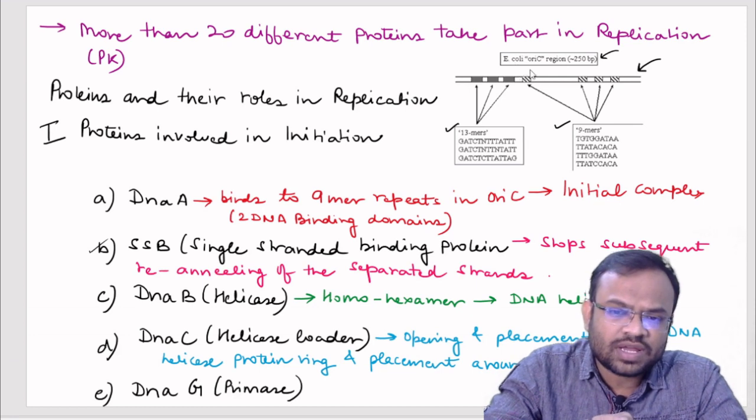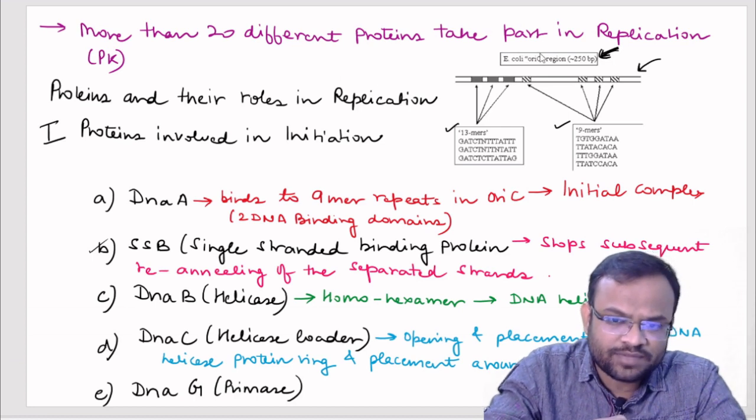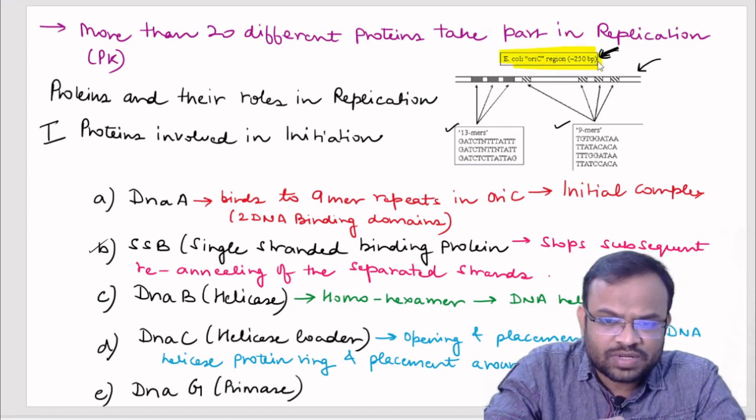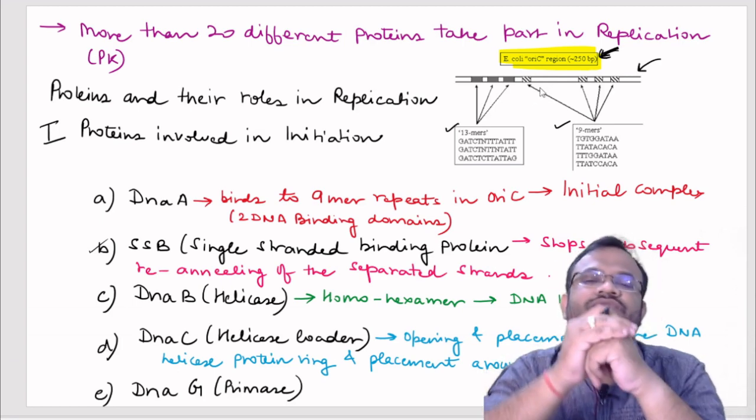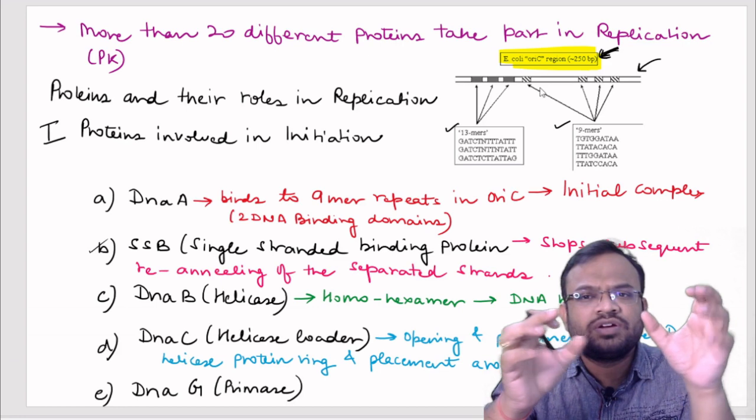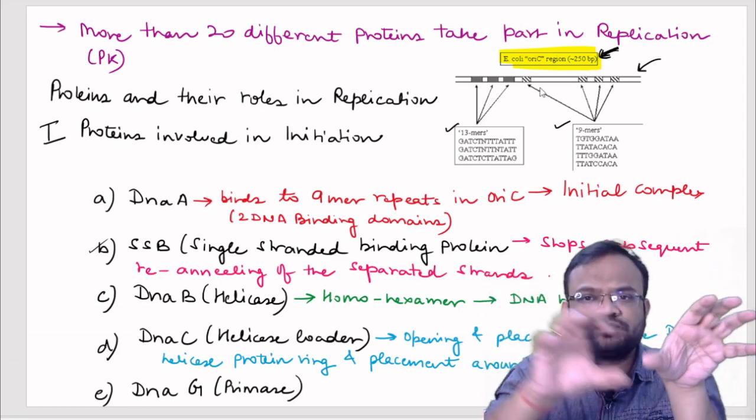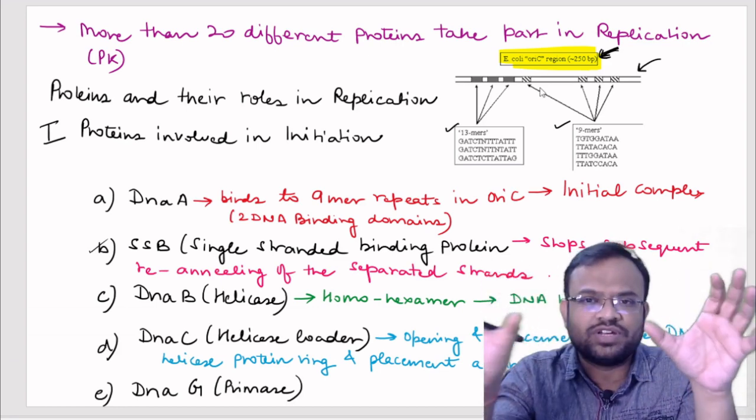The E. coli origin of replication is around 250 base pairs in size. You can see that the E. coli origin of replication region is around 250 base pairs, and this origin of replication has two types of areas or two types of regions.